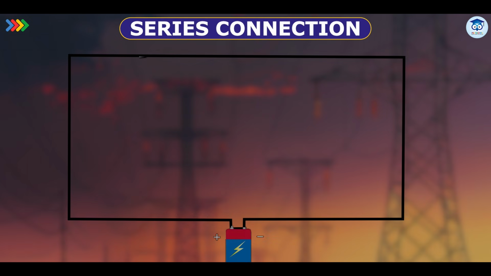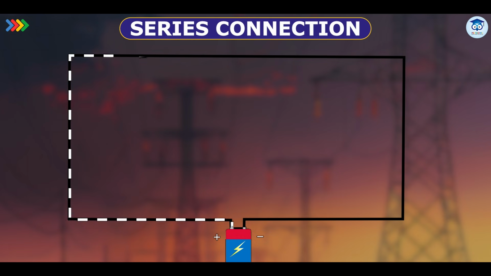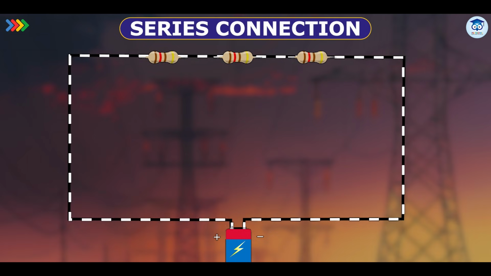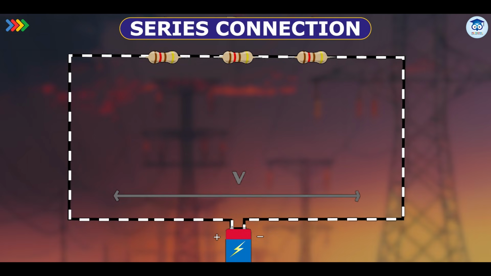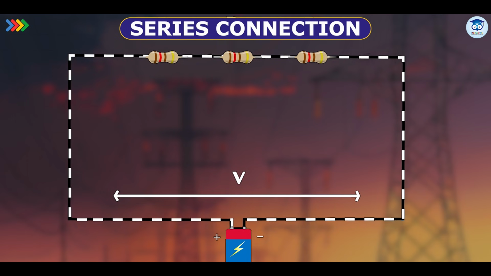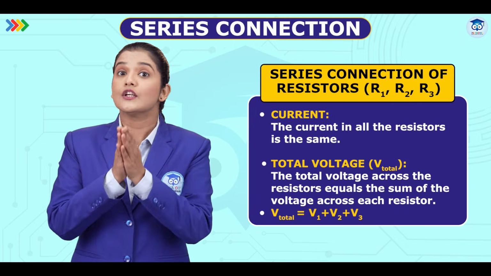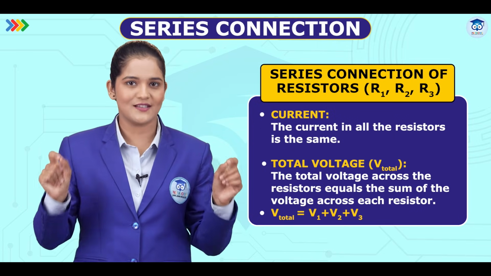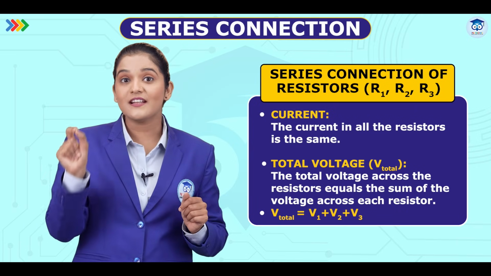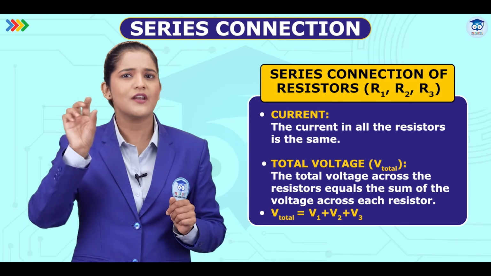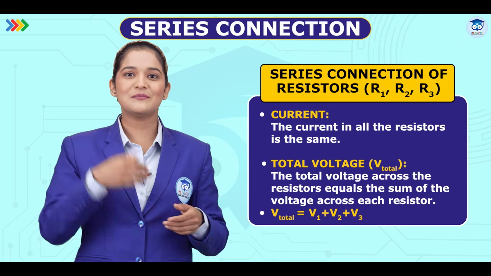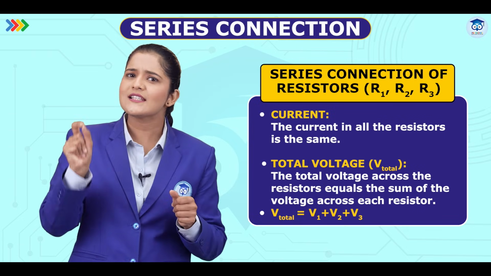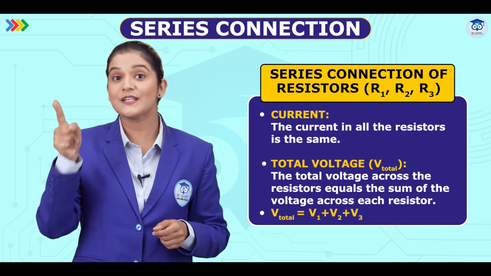In a series circuit, resistors are connected end to end, allowing electric current to flow through a single continuous path. As a result, the current remains the same through all the resistors in the series. However, the total voltage supplied by the battery does not stay the same across each resistor. Instead, it is shared among the resistors in proportion to their resistance values. This means the total voltage across the series connection is equal to the sum of the voltages across each individual resistor.